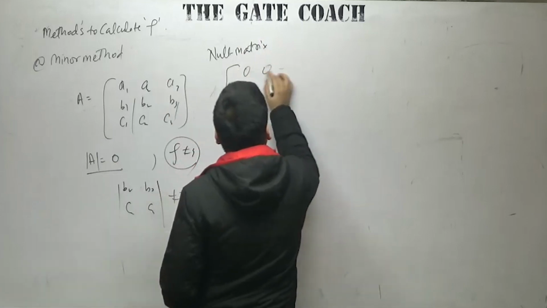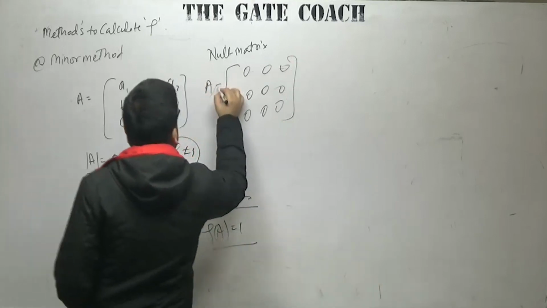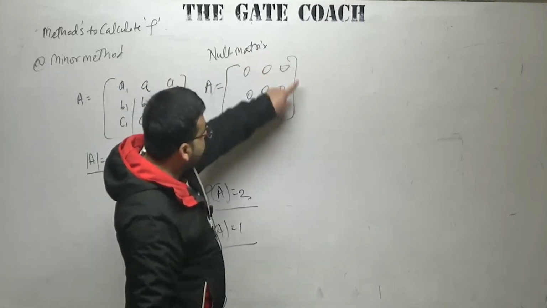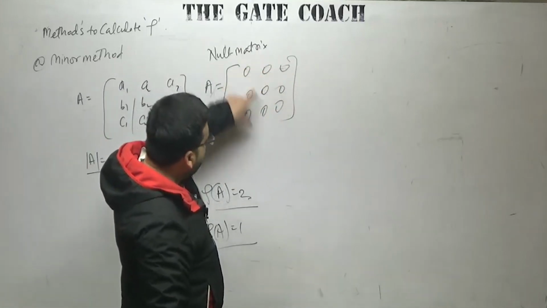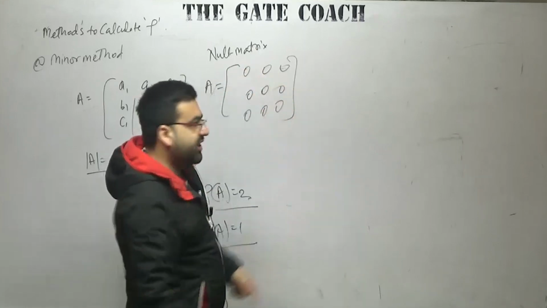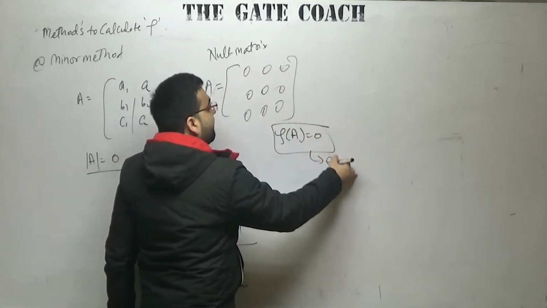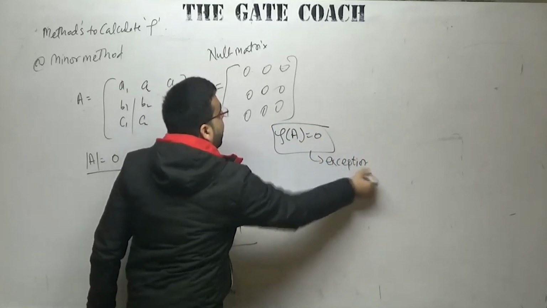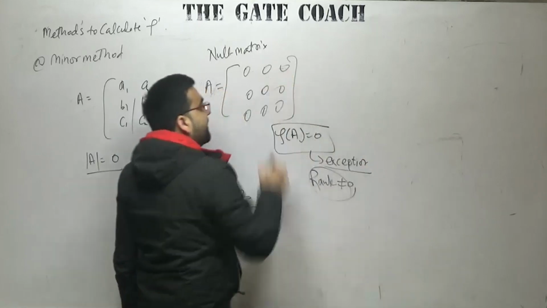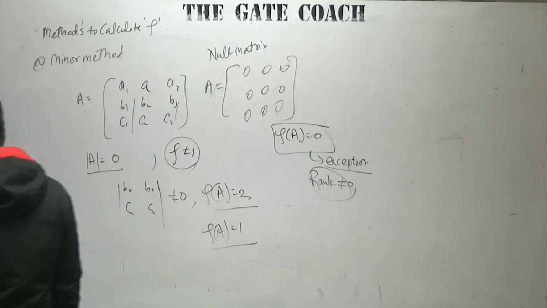If it is a null matrix, 0, 0, 0, 0, 0, 0, 0, 0, 0, matrix A is like this. Now, determinant of this matrix is 0. Take one minor. All the minors will give me 0 value. Is there any element which is non-zero? No. Every element is 0. So I will say that the rank of this matrix A will be equal to 0. So this is an exception case. Otherwise, rank of the matrix cannot be equal to 0. Only this is the exception, which is null matrix. So the first method is called as the minor method.